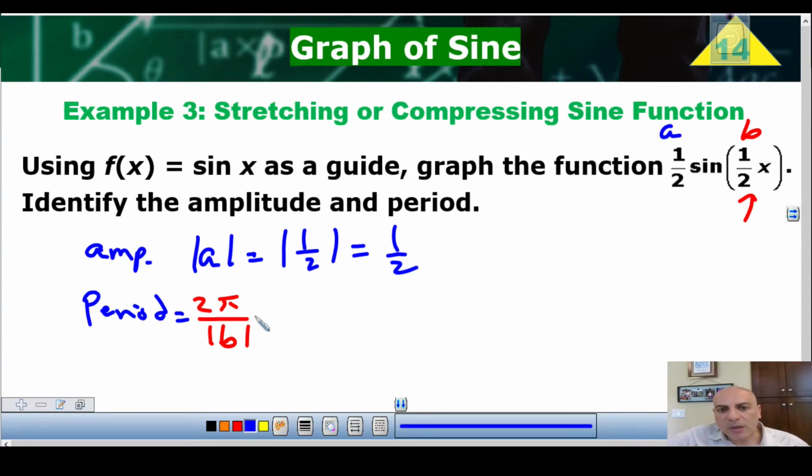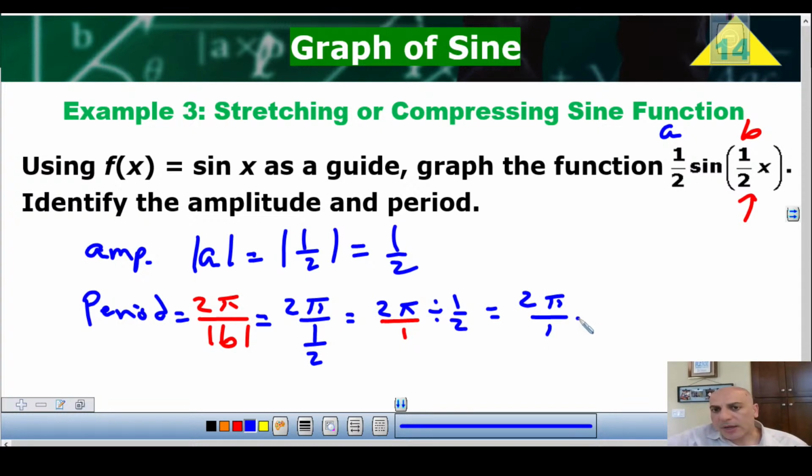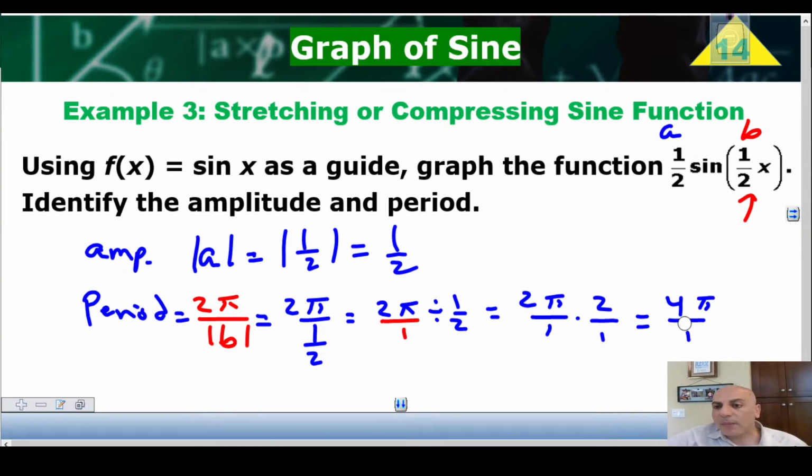So back to the b. I'm going to say this is 2 pi divided by 1/2. Come on, be courageous now. You have a fraction. So 2 pi divided by 1/2. You also could make this a fraction if you like. So you have 2 pi that doesn't change, times 2/1, which will give you 4 pi divided by 1, or just 4 pi. Okay, so the period is 4 pi. The period is 4 pi.